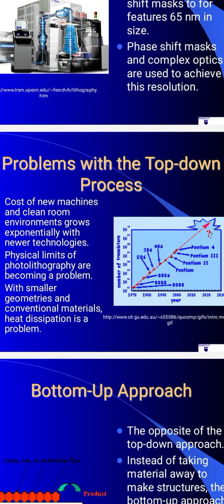And then the other problem is that with smaller geometries and conventional materials, heat dissipation is a problem. If you are using an X-ray beam to make a very small structure, the X-ray beam will have very high power, isn't it? So it will emit a lot of heat energy, so that the sample will get ruined. It will be destroyed and cannot be used anymore. So heat dissipation is a problem.